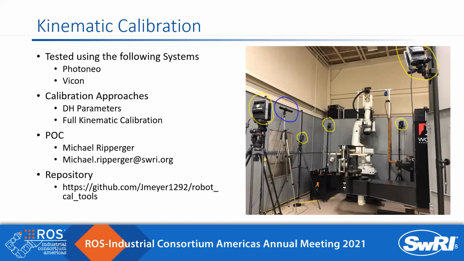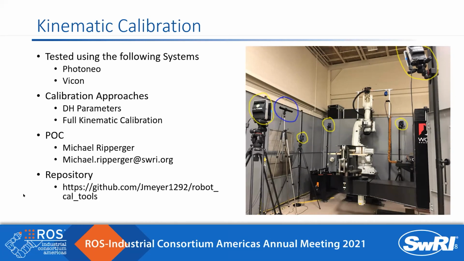Another internal project that we did was looking at kinematic calibration. So we had a situation where we were taking multiple snapshots and we were trying to leverage the kinematics of the robot to stitch the data together. But it turns out we were getting misalignment, which was affecting the process. So we spun off trying different approaches, looking at both just calibration based on DH parameters and then doing full kinematic calibration. That work is part of the Robot Cal tools that is open source.